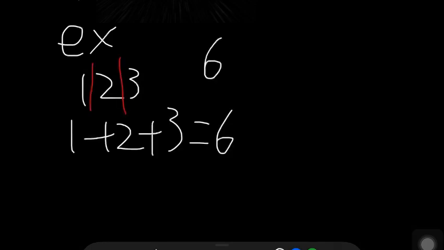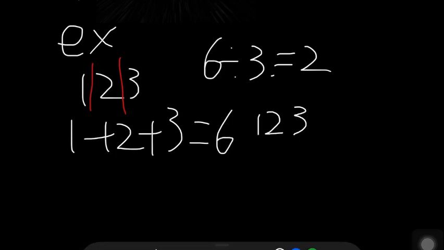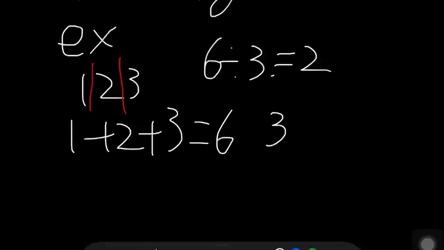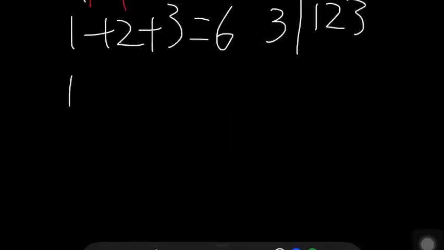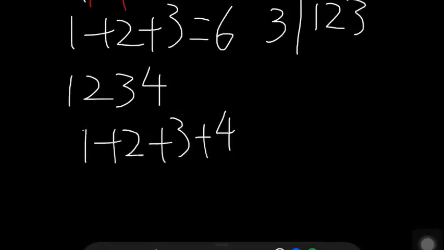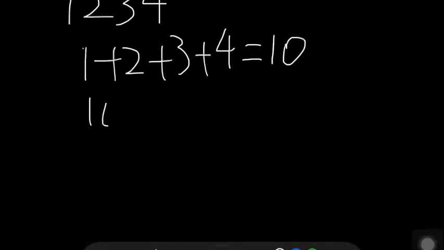So for example, let's say 123. Each digit will be 1, 2, and 3. And then we'll calculate the sum of it, which is 1 plus 2 plus 3 equals 6. And then 6 divided by 3 equals 2. Let's have another example. 1234. The digits sum is 1 plus 2 plus 3 plus 4, which equals 10. And 10 divided by 3 equals 3 with a remainder of 1. So the remainder will also be 1.